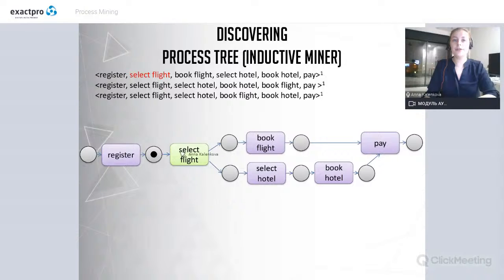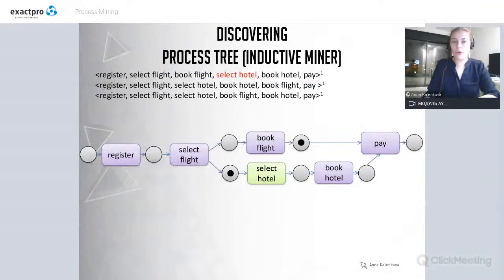After register fired, we now can enable the next activity, select flight. Select flight also has an input token, so it is enabled, but it produces two output tokens. Who is going to be next? Technically, here we have two transitions enabled, book flight and select hotel, because both of them have tokens in their input places. But according to our first trace, we're going to fire a book flight activity. So let's do that.